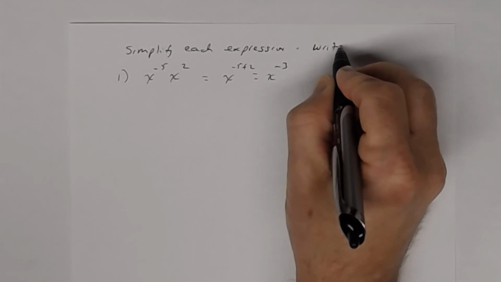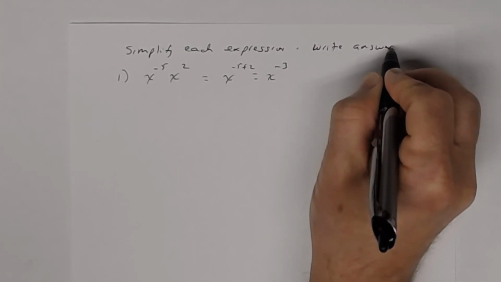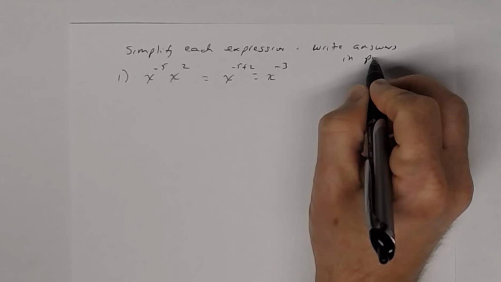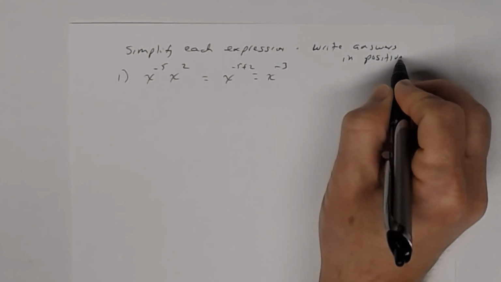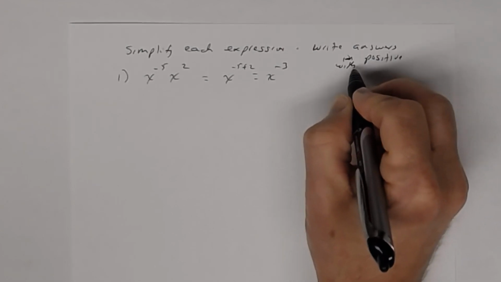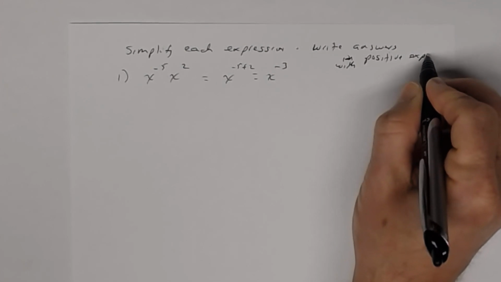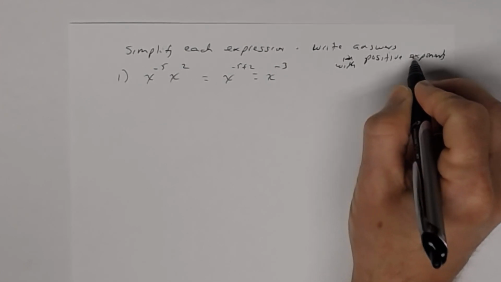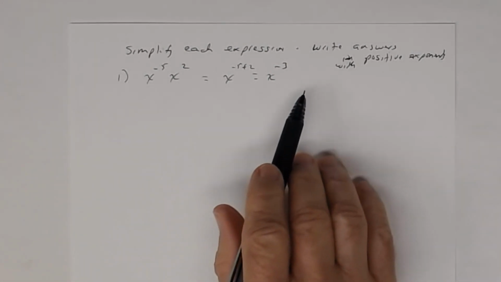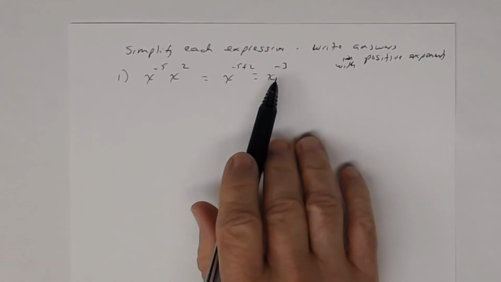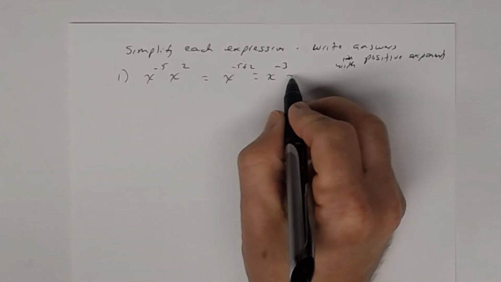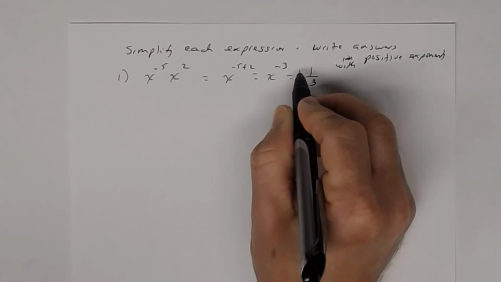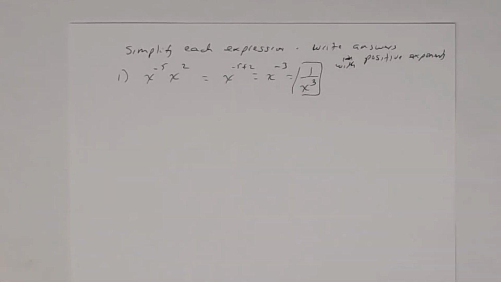So write answers with positive exponents. Okay, all right. So I have a negative exponent, so I got to make it positive. So I know that x to the negative 3rd means 1 over x to the 3rd. Okay, so that's number 1.